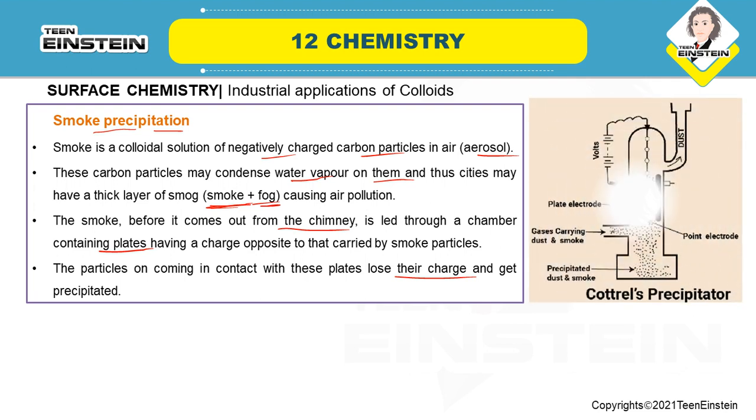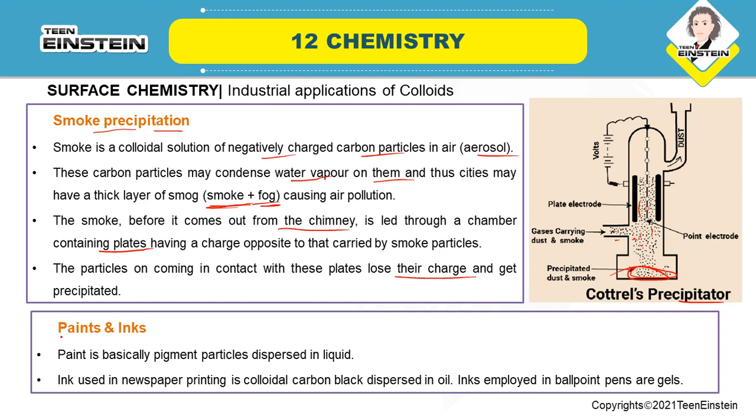And for this process the Cottrell precipitator is used. Okay, so in this precipitator, these are the smoke particles and finally they will be precipitated in the bottom. Okay, this is the first application.